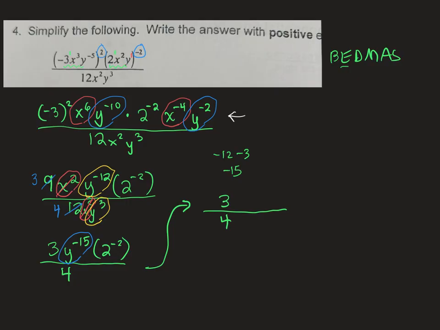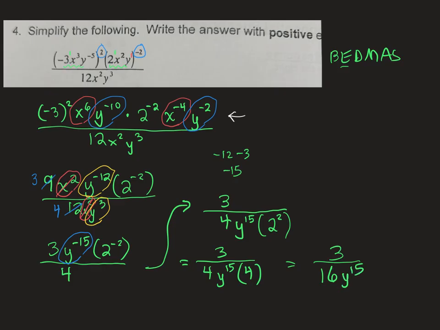No exponents on those. y to the negative 15, if we move it to the denominator, will now become y to the positive 15. And same thing with the 2 to the negative 2. If we move that to the bottom, it now becomes 2 to the positive 2, which is what I was waiting for. Now we can evaluate that power. So 3 stays on top. We got 4y to the 15, and 2 squared is going to be 4. And now that we have that as a number, on the bottom we can multiply 4 times 4, which would be 16. So our answer would be 3 over 16y to the 15. And there we go. That's how you do it. Hope that helped.